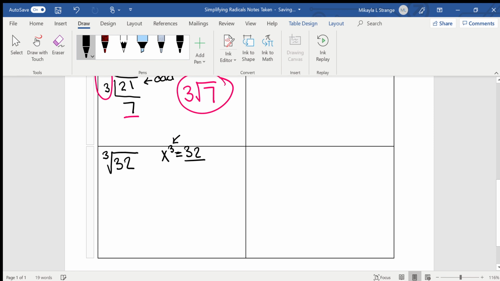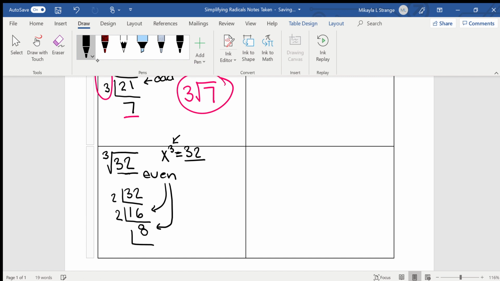For this method, we know that 32 is an even number, right? It's even. So I'm going to start dividing it by 2. So I have 32, and I'm going to divide it by 2. That's going to give me 16. And again, 16 is also an even number. So I'm going to divide that, again, by 2, which leaves me with 8. And 8 is still an even number, and I know that I can divide 8 by 2 and 4.